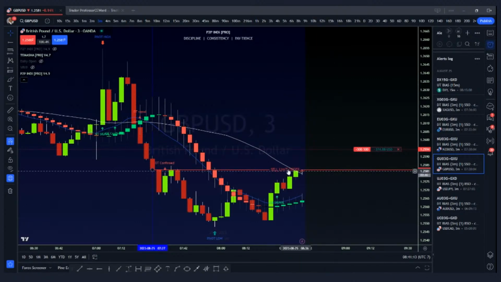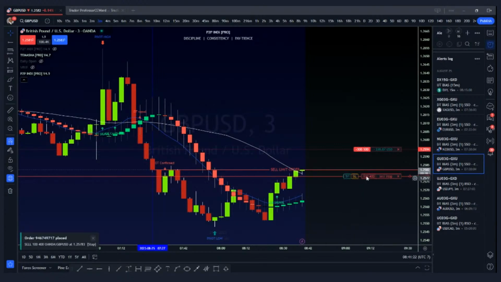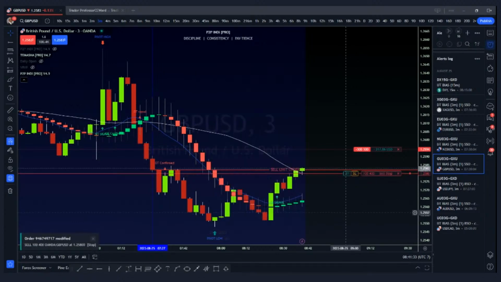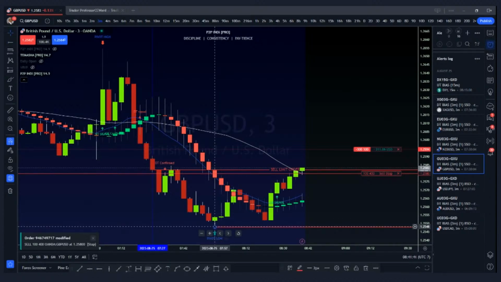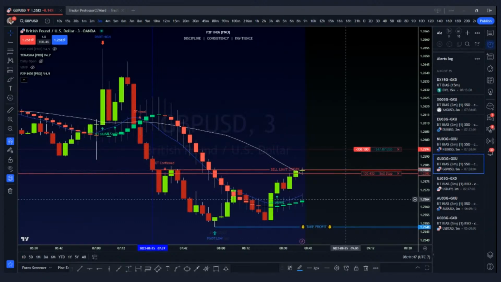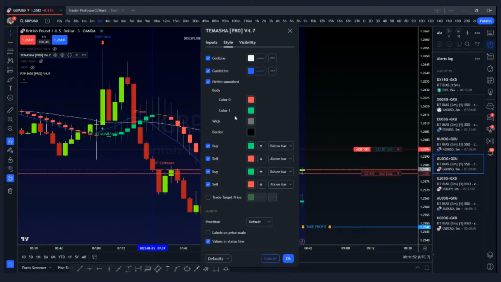And it's already right there. So if you want to do a market order or something, so 125.82, let's do sell 125.80. Let's make it work a little bit. There we go. And we can just get out here at the pivot. Now let's turn on the trade target price and see what it says.